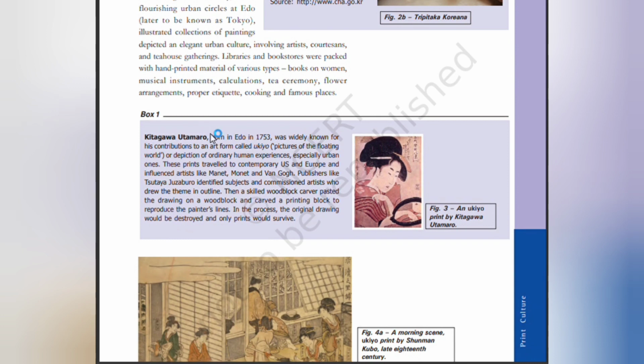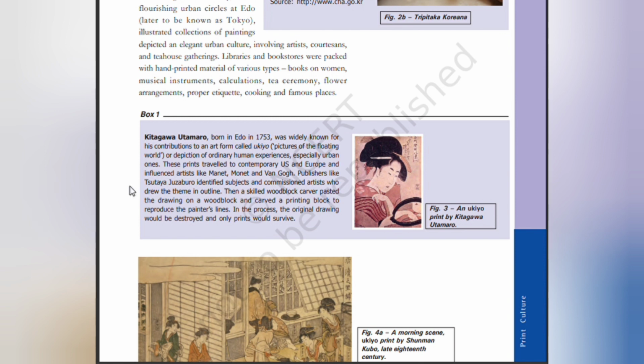Kitagawa Utamaro, born in Edo in 1753, was widely known for his contributions to an art form called ukiyo-e, pictures of the floating world, or depictions of ordinary human experiences, especially urban ones. These prints traveled to contemporary US and Europe and influenced artists like Manet, Monet, and Van Gogh.